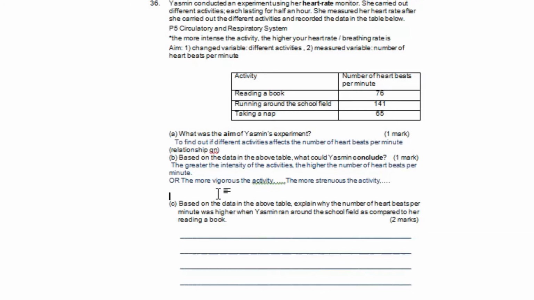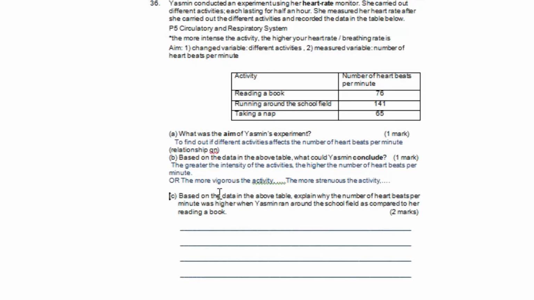So something so simple, just to describe the activity. Some of you say, oh, conclusion means running around the school field has the highest number of heartbeats. No, I'm looking for a general statement. That is what a conclusion is, a general statement. I'm not asking you about running around the school field or taking a nap. I'm asking you to come up with something as a whole. So the more vigorous the activity, or the greater the intensity, the higher the heartbeat per minute.